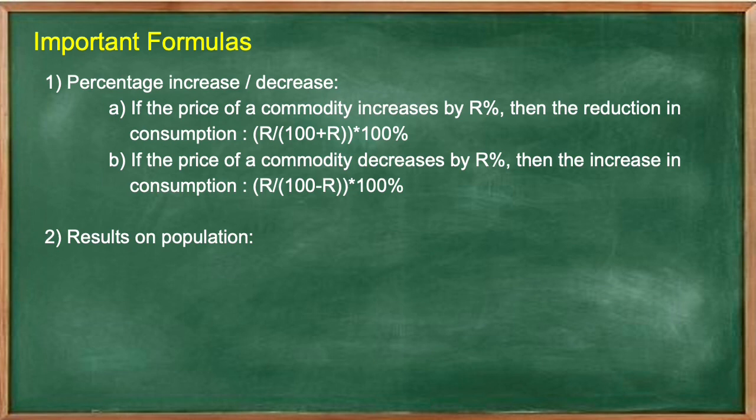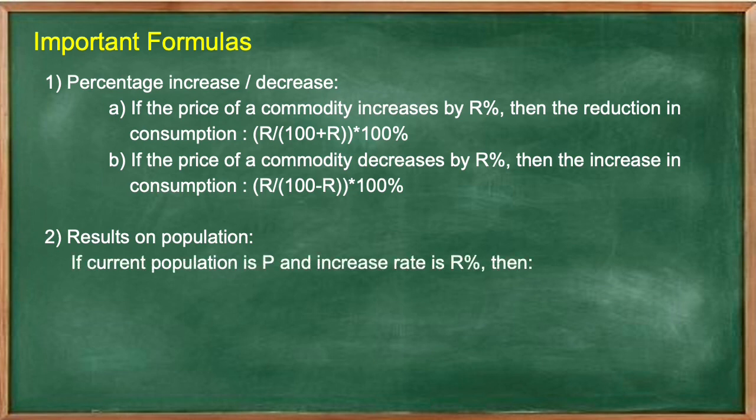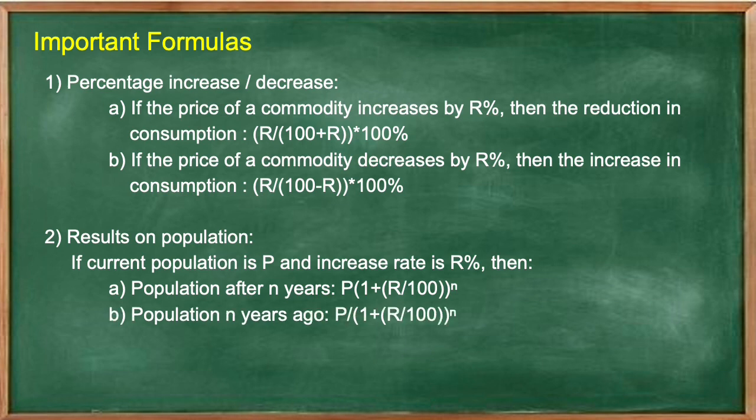2. Results on population. If current population is P and increase rate is R%, then A. Population after n years will be P into 1 plus R divided by 100 to the power n. B. Population n years ago will be P divided by 1 plus R divided by 100 to the power n.